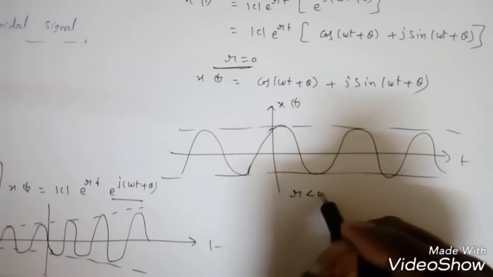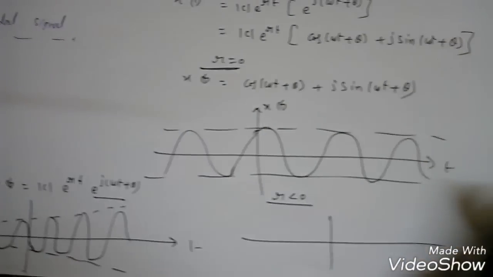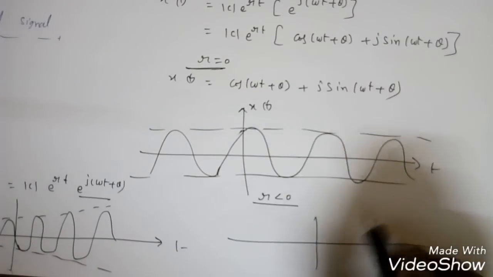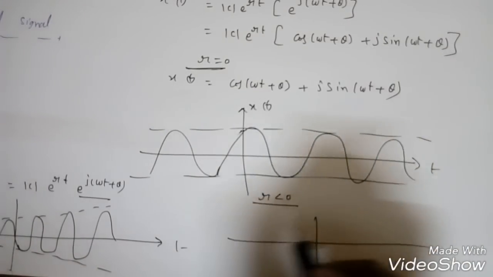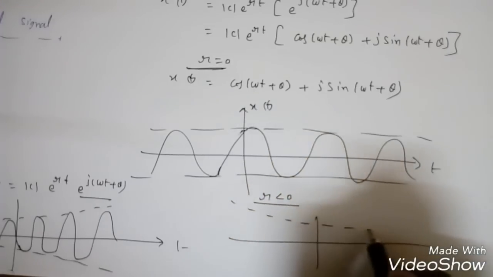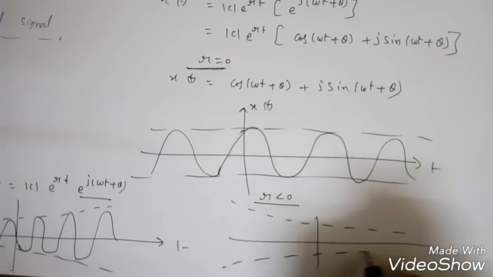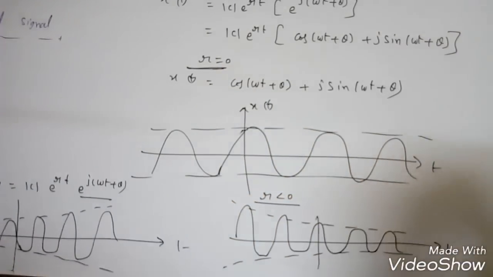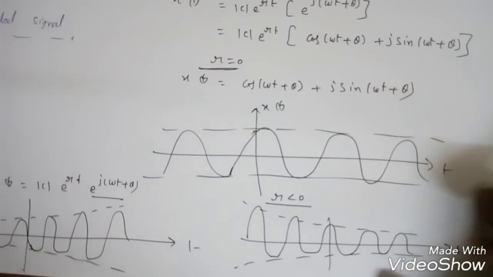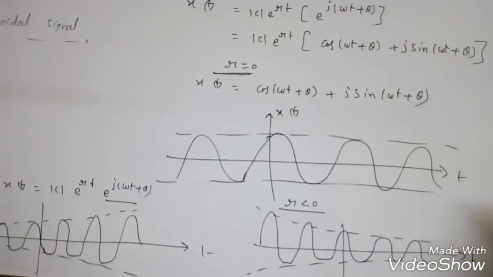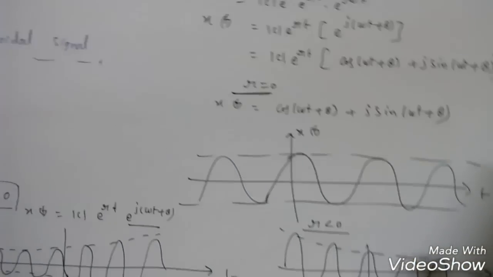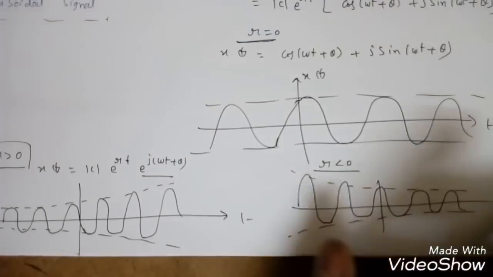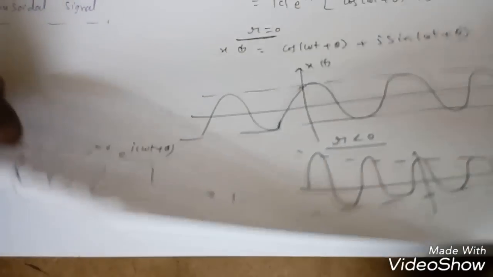Similarly, when r is less than 0, we'll get decaying exponentials, something like this. This is t. This is the decaying exponential, and this is the growing exponential, which is unbounded, or I can say unstable. Next we'll see complex periodic signals.